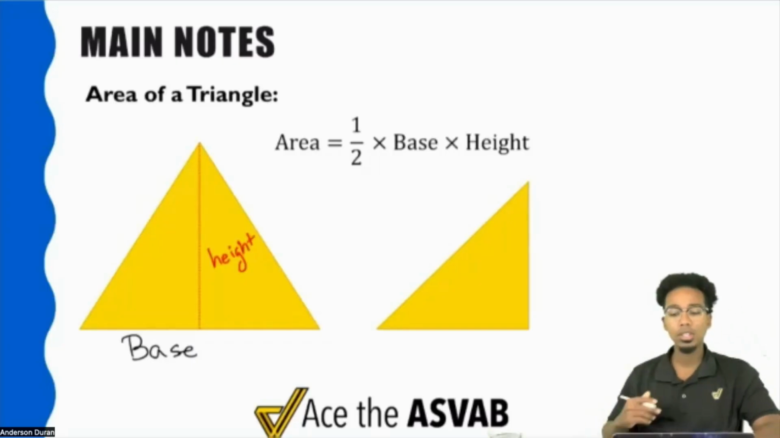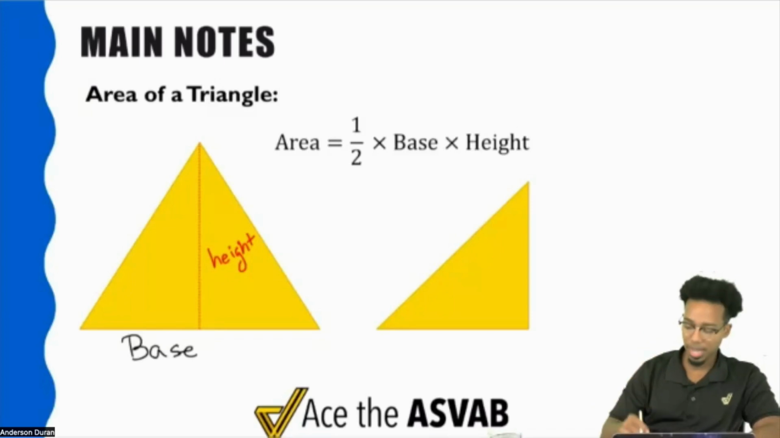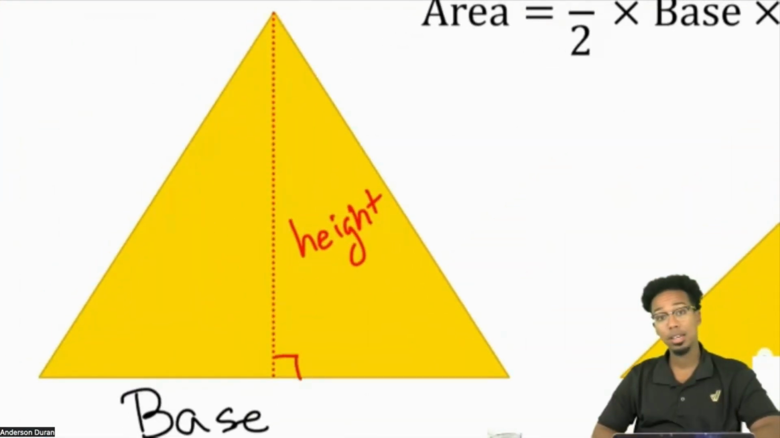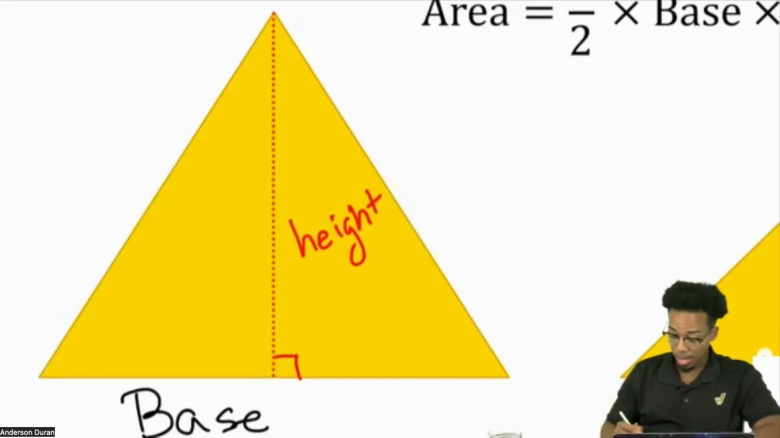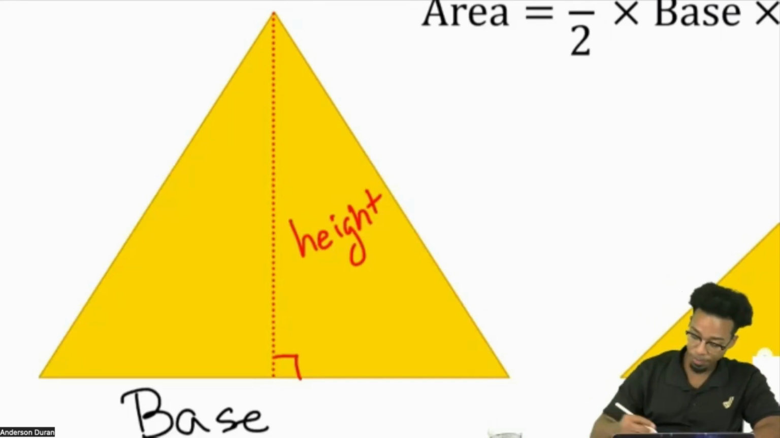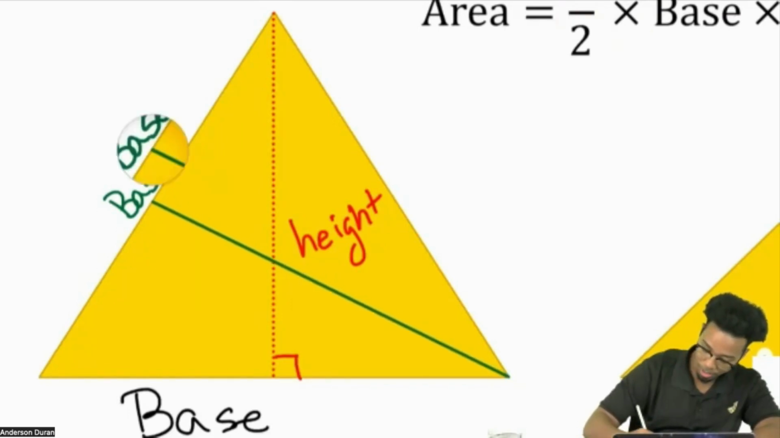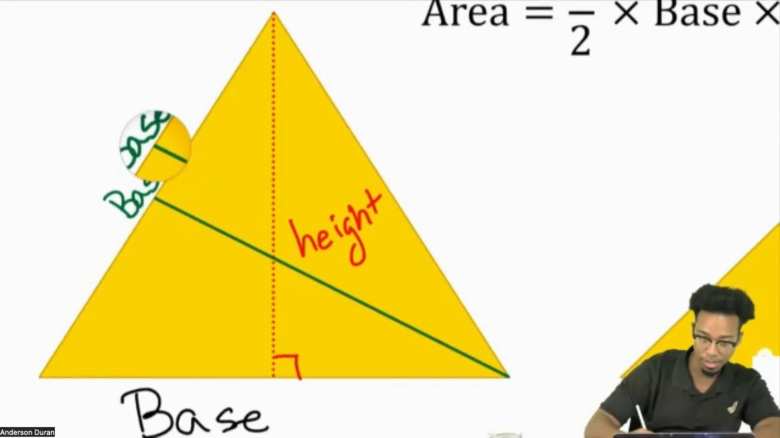The height is literally the straight up and down distance on a triangle from the base. So that could be the height right there. One thing I definitely want to make sure you understand as well is if I were to go ahead and say that this is the base, then this right over here, this would technically be the height, as long as it's a right angle.